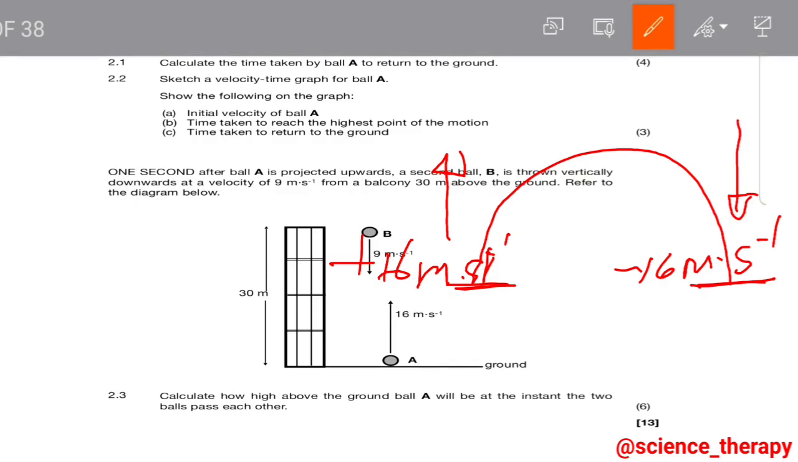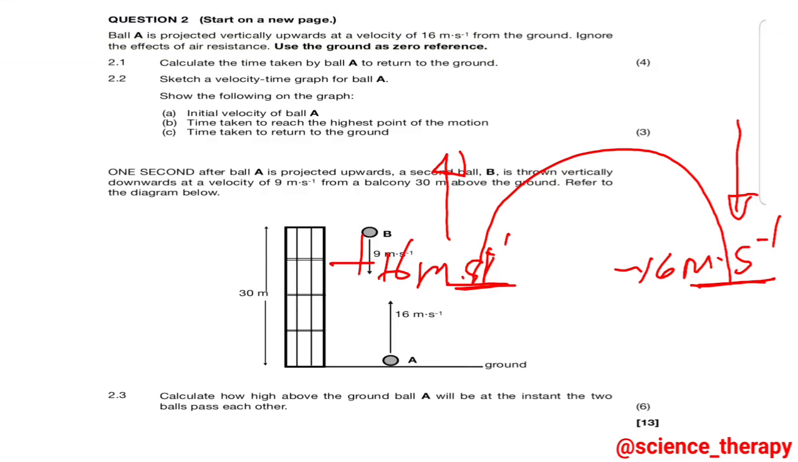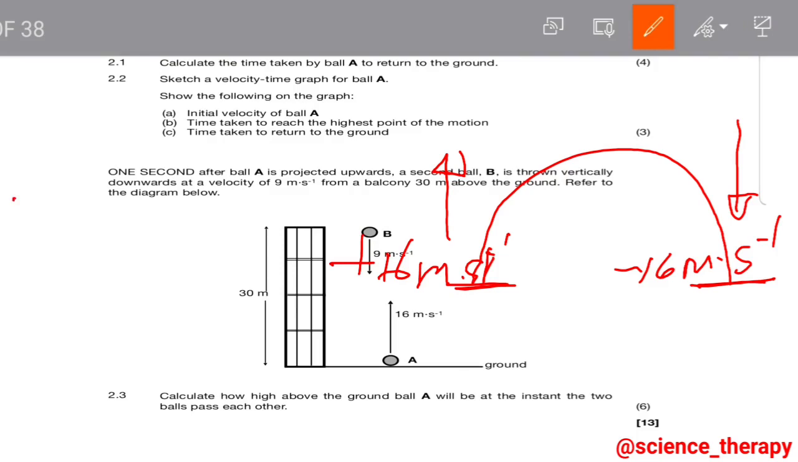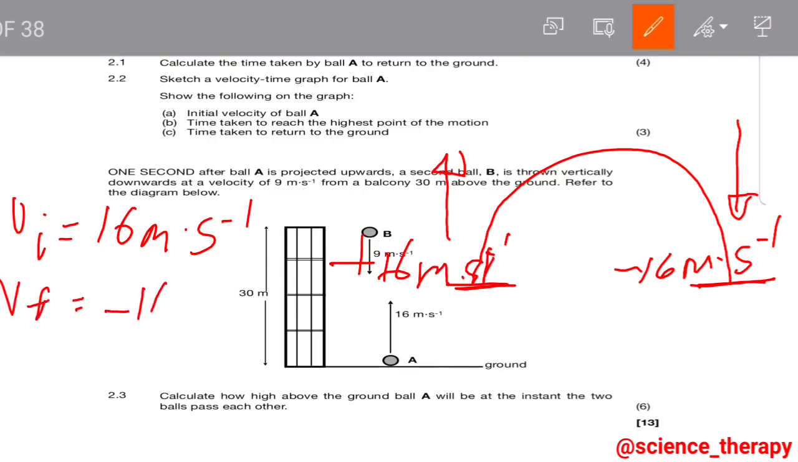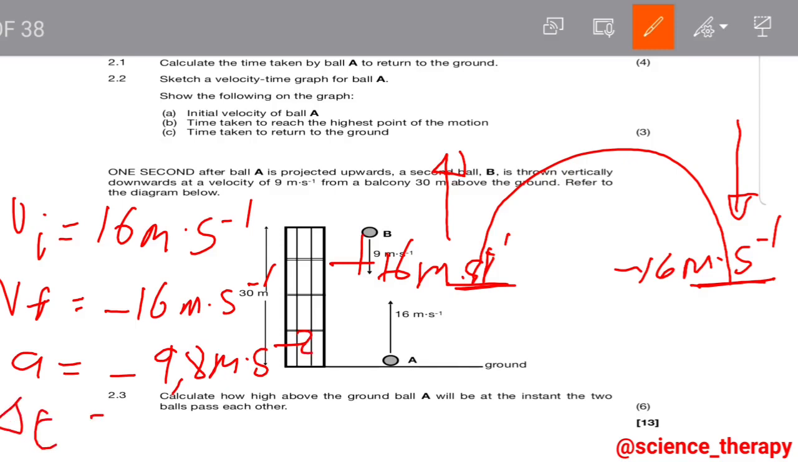Now to calculate the time taken by ball A to return to the ground, let's collect our data. We have VI is equal to 16 meters per second positive, and VF is equal to negative 16 meters per second. We have our acceleration, which if we choose upward as positive, becomes negative 9.8 meters per second squared. And what are we looking for? We are looking for delta t, the time, right?